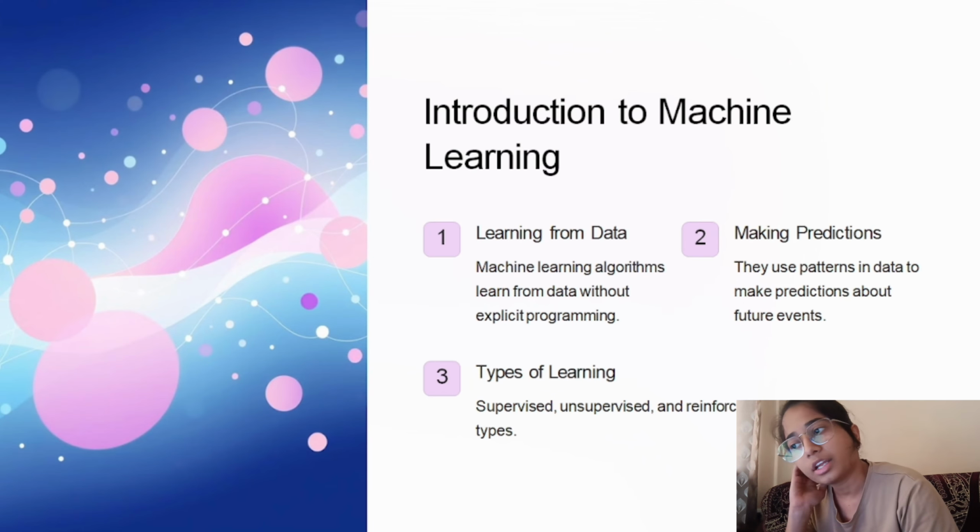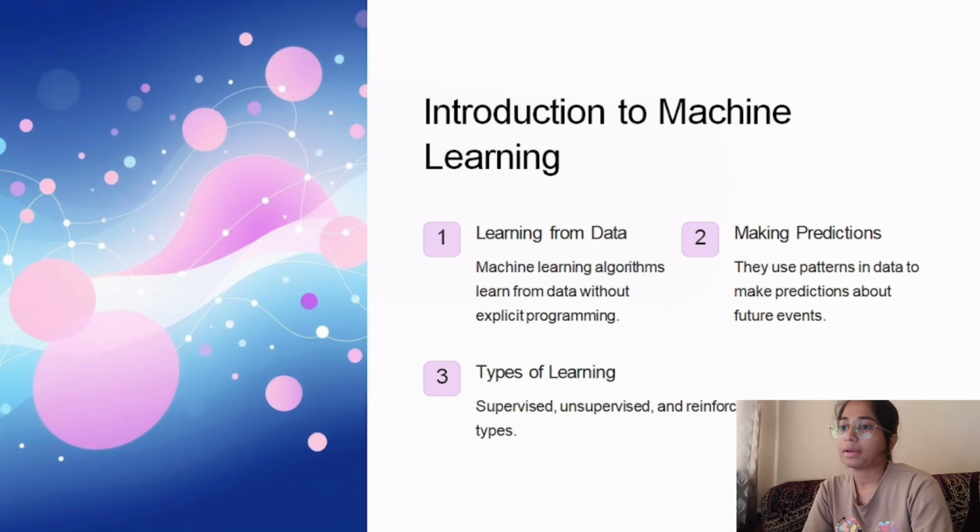Introduction to machine learning. Learning from data. Machine learning algorithms learn from data without explicit programming, making predictions. They use patterns in data to make predictions about future events. So in machine learning, the algorithm learns from data. Basically, the machine takes the input, analyzes the data and learns what type of data it is. Then it makes predictions, makes patterns of the data, identifies the trend of the data and gives us the desired output.